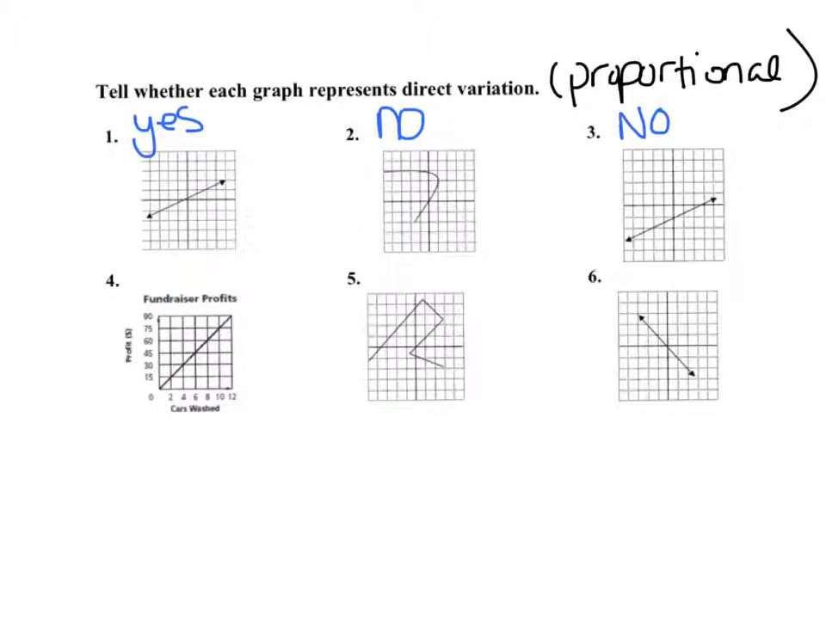Our fourth one, well, yeah, it goes through the origin, and if I were to extend this line it would keep going this way. So yes, this one shows direct variation. Number 5, well, it's kind of a straight line, but it does bend, and it goes through the origin, but no, because it's not just a continuous line that goes straight, the answer to that is no. And our last one is yes, this one shows direct variation because it goes through the origin and it is a straight line.